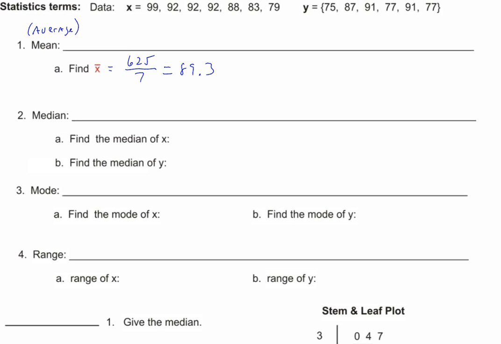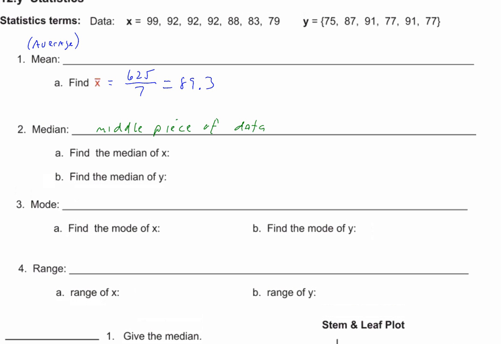All right, median. You guys remember what the median is? Median is the middle piece of data. So sometimes the middle's obvious. Look at X. What is the median of X? That 92 is the middle piece of data. Do you agree? So 92.